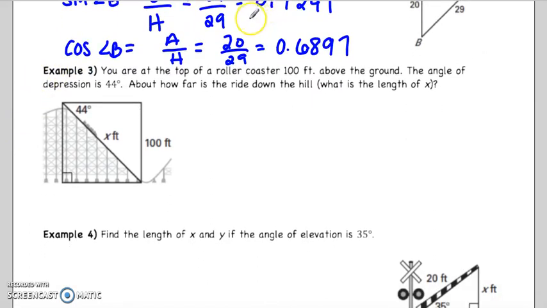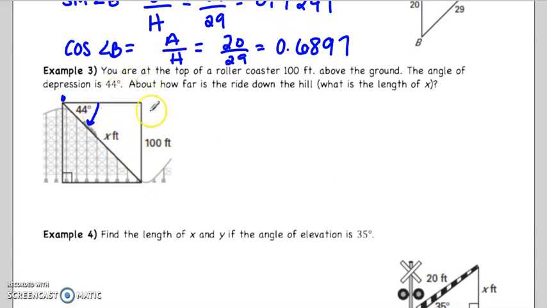All right, let's check out example 3, a real world problem. You are at the top of a roller coaster 100 feet above the ground. All right, here we are right here. And the angle of depression is 44 degrees. We want to know how far the ride down is to get to the bottom of the hill, which is x.